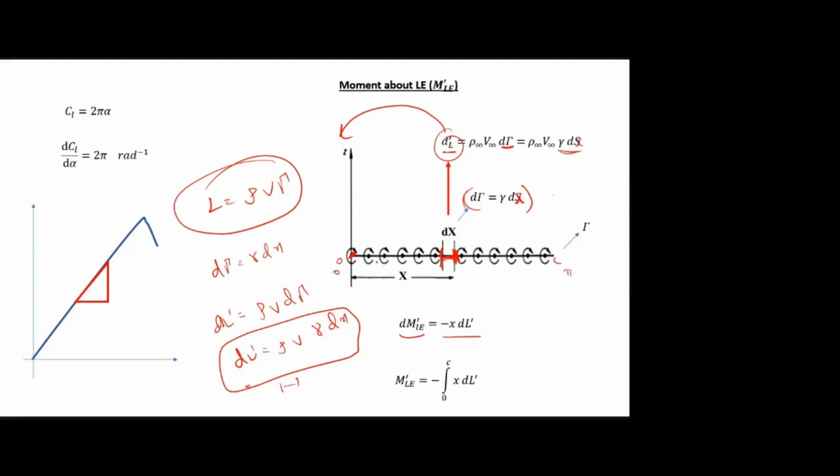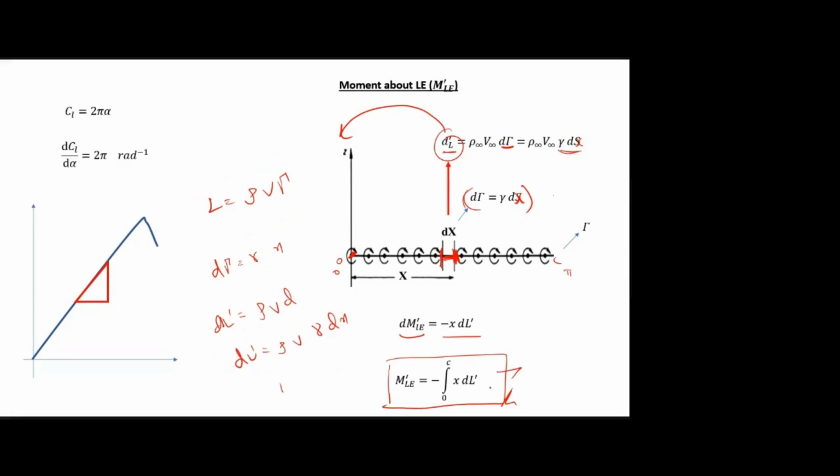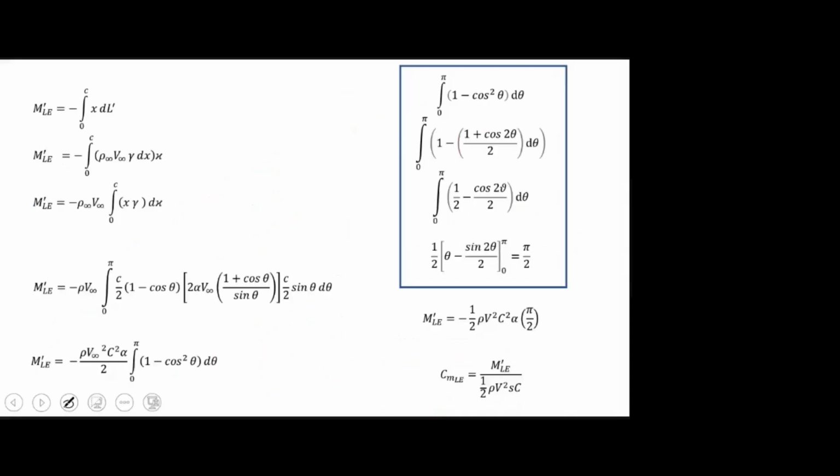Now assume this is a small section. The complete force acting on this complete vortex sheet induces the moment about this leading edge, and simply you have to integrate from 0 to c. For the small section it is dL', and for the complete section you have to integrate from 0 to c. Now this is the moment equation. Is it clear? Yes, sir. Okay, so with that we will proceed further.